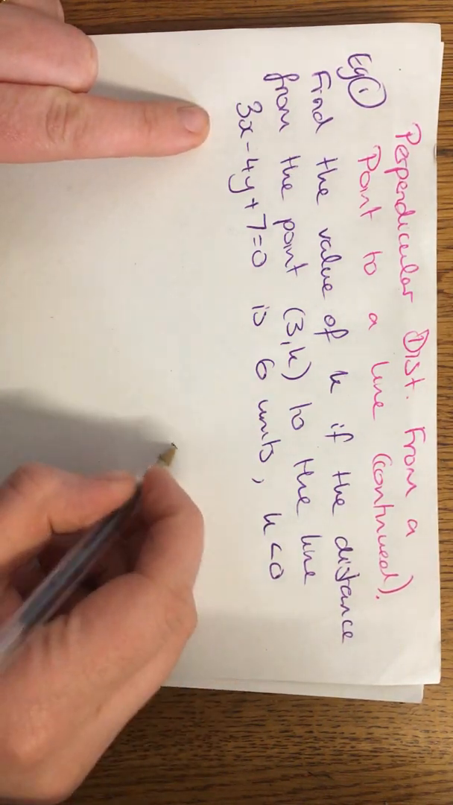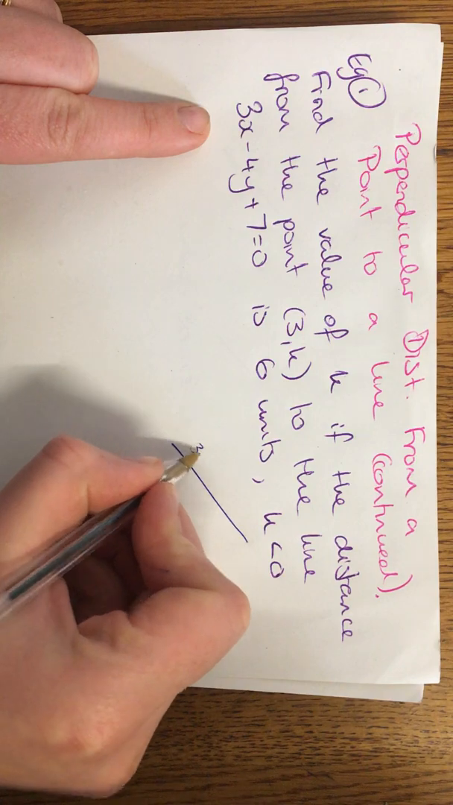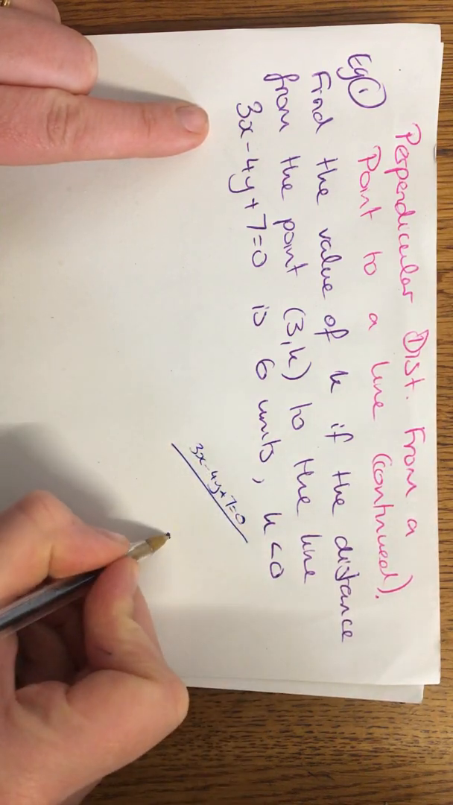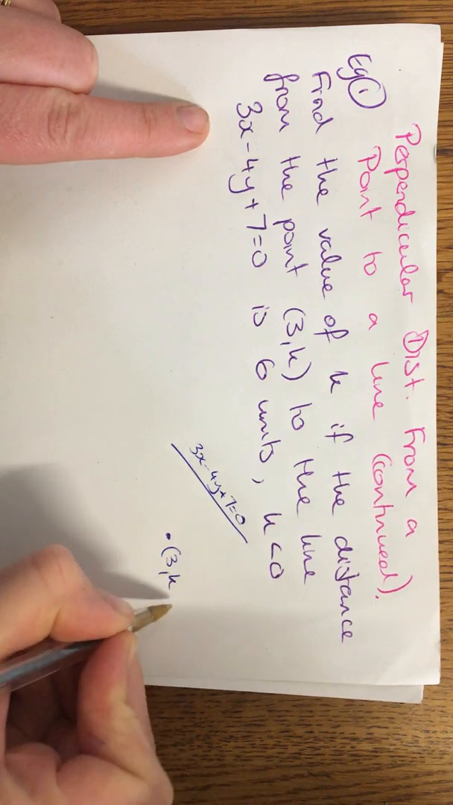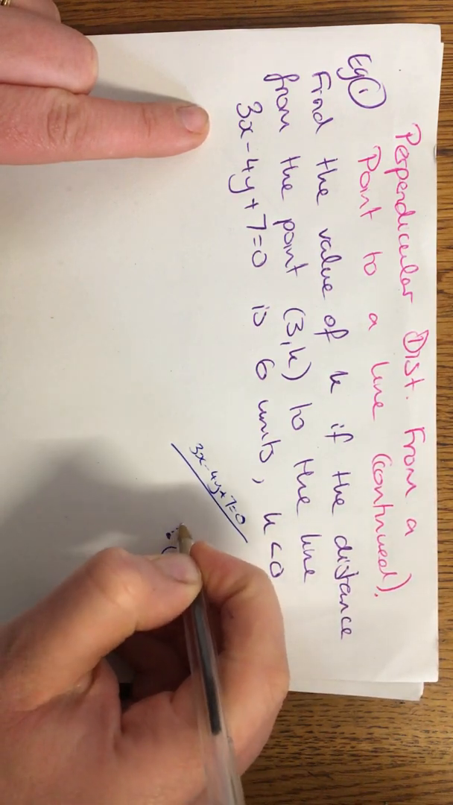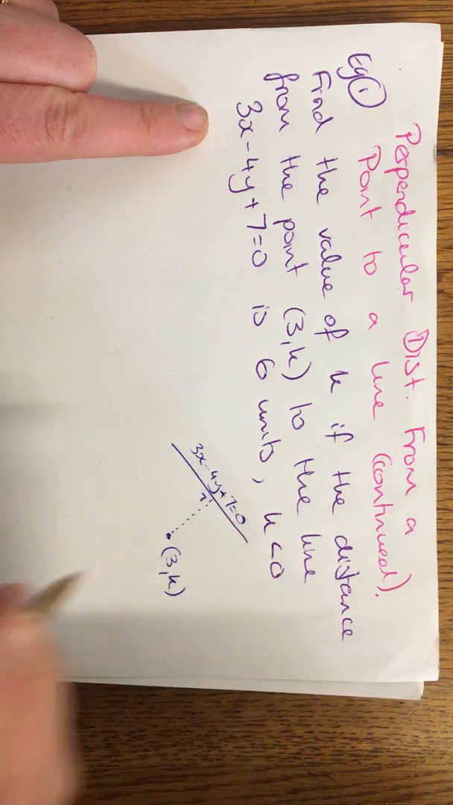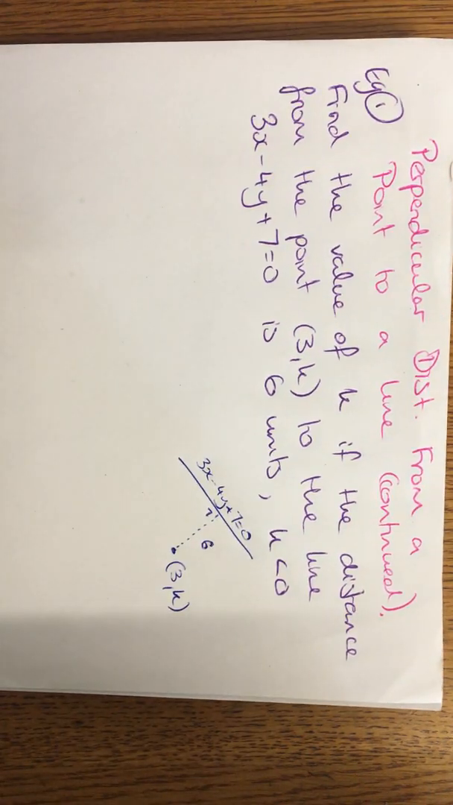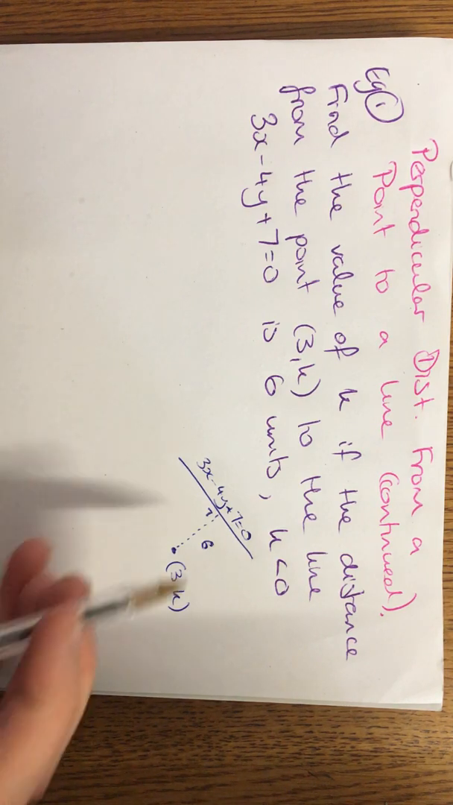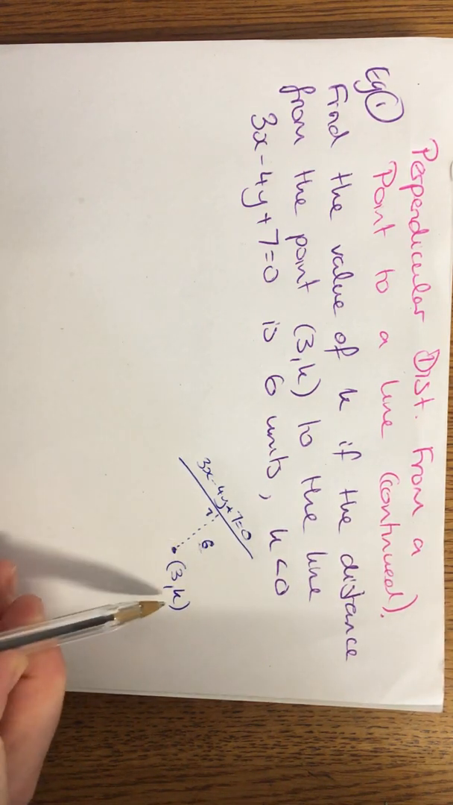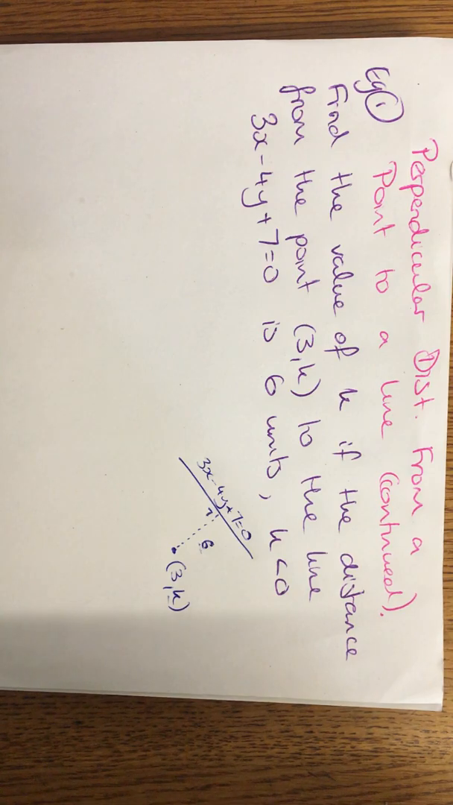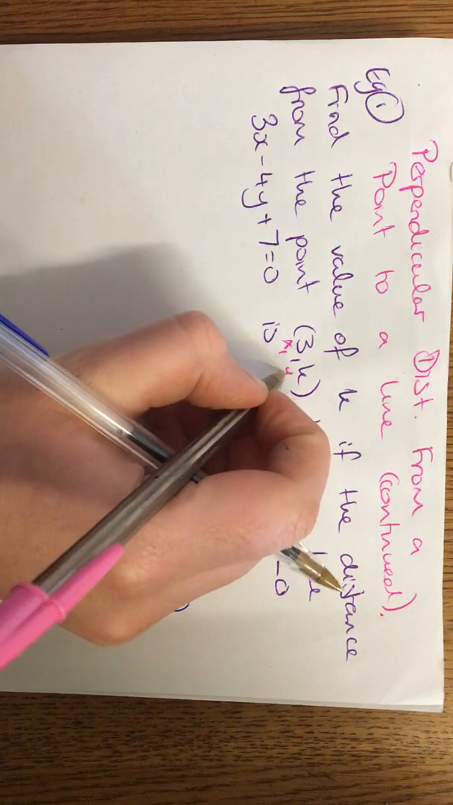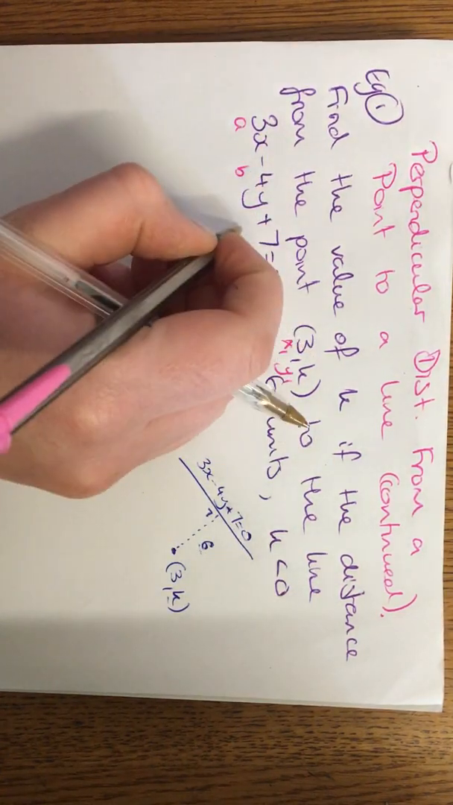So what I have here is my line 3x minus 4y plus 7 is equal to 0 and a point (3, k). I'm told the perpendicular distance from the point to the line is 6. So I'm going to use my formula the same as I was yesterday, except this time I know the answer is 6 and I'm looking for k. So it's like I'm working backwards. We label as normal x1, y1, a, b and c.